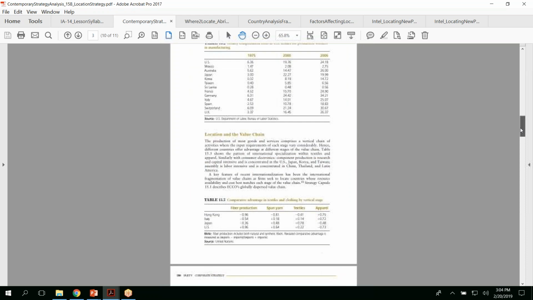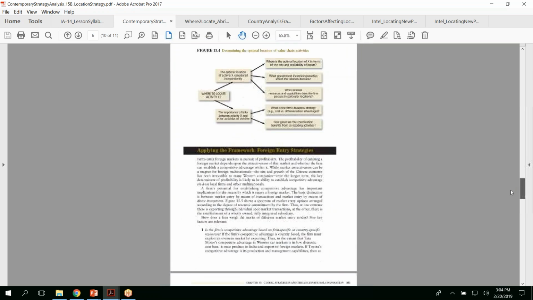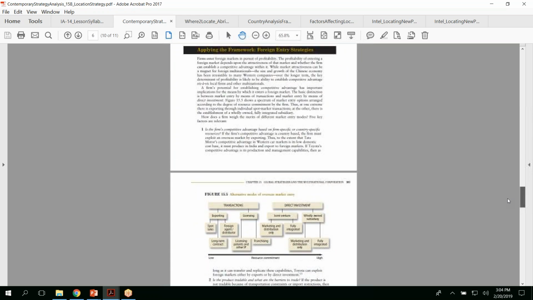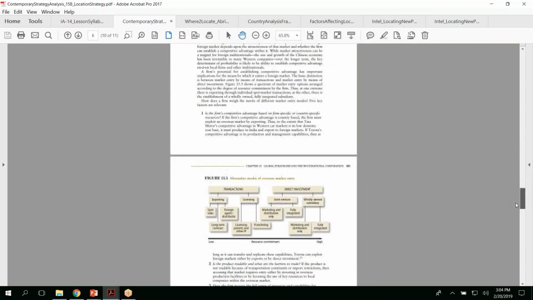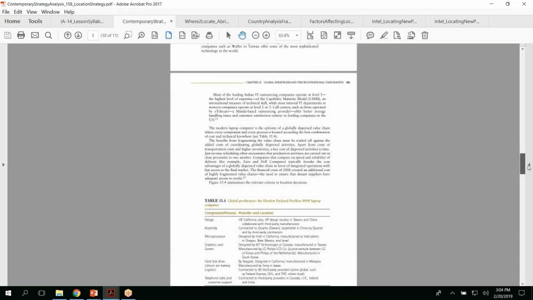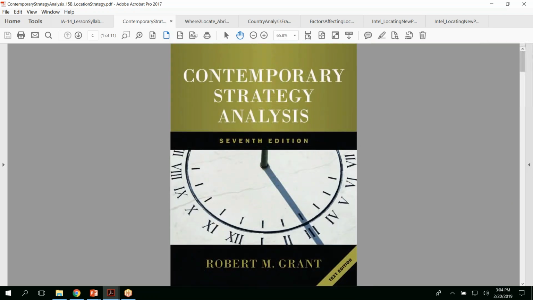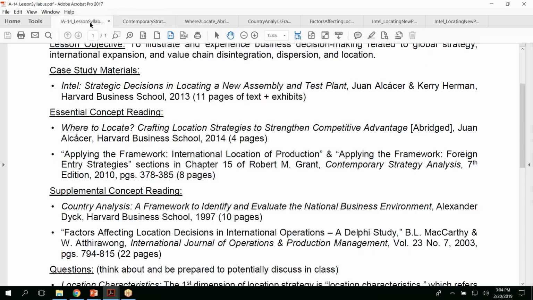The second part of the reading is about entry strategies, like modes of entry. I don't really talk about that. You certainly can if you want. The students are going to read about it, but I don't really talk about modes of entry. I don't think it's as important for our students because they're not going to be making those decisions about how to enter. They're going to be more evaluating why their firms chose to locate where they choose to locate, not necessarily how they do it. So they're welcome to talk about it. They will have read about it. So again, those are the two essential concept readings.